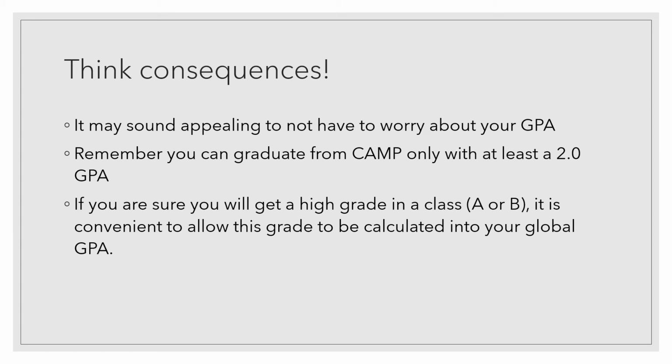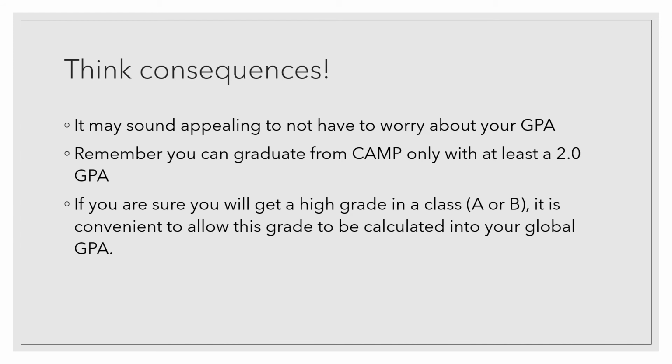So for now, our recommendation for you students is not to opt in for this grading option unless you have a really good GPA and you have one specific class that is pushing your GPA down. So for example, if you are sure that you will get a high grade in a class, either A or B, it is convenient to allow this grade to be calculated into your global GPA.